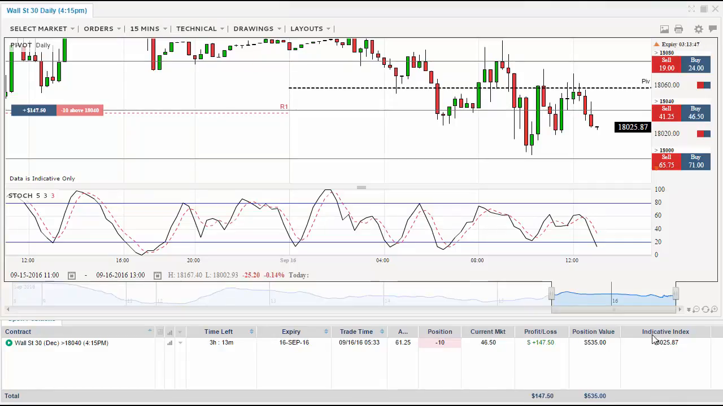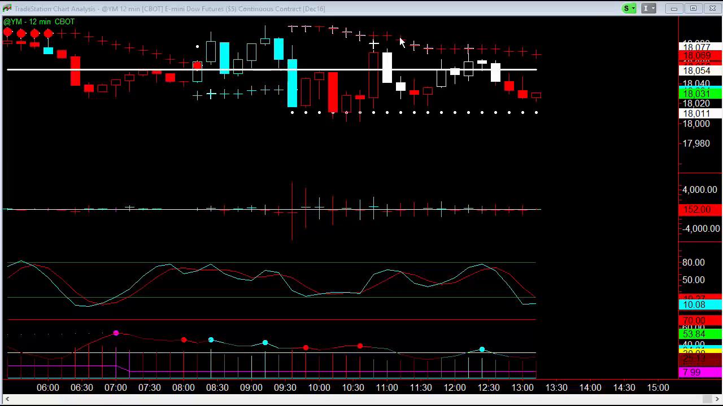Okay, as you can see, it's 1 o'clock. It's tested the pivot line twice. It's not been able to break it. And I'm going to look at the chart for a moment. And as you can see from the chart, you're still making lower highs in price. This high is slightly lower than this high, but when you go down to the stochastics, of course you're making higher highs.